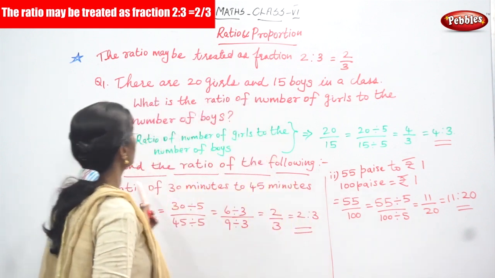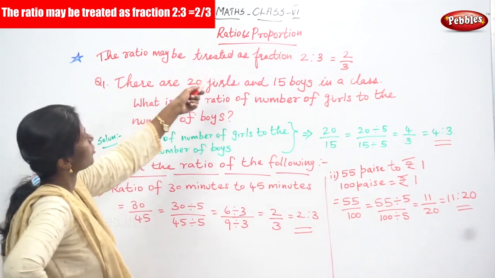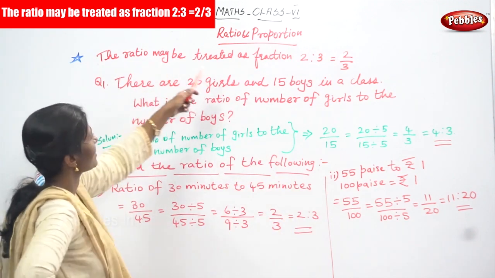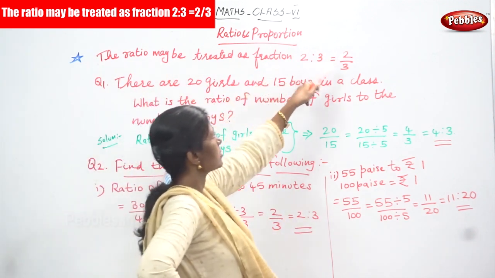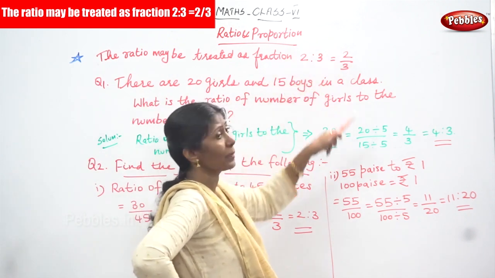Now we are going to solve problems on ratio. A ratio may be treated as a fraction. 2:3 is equal to 2 by 3, so you have to convert the ratio into a fraction. That is what 2 by 3 means.